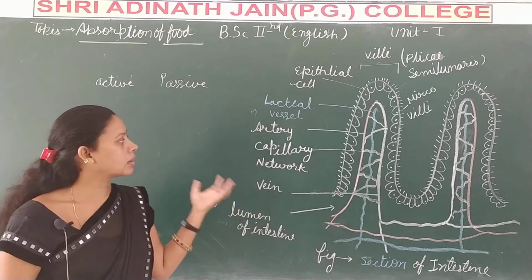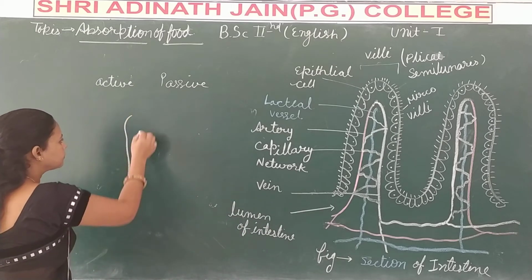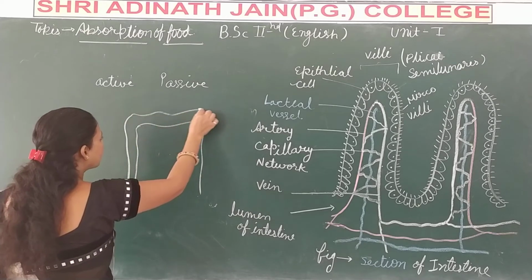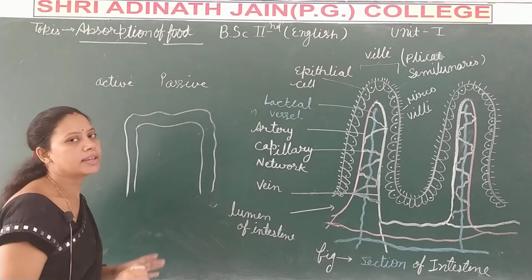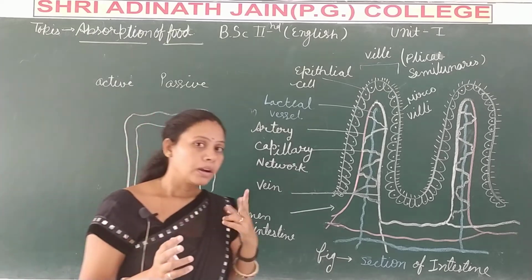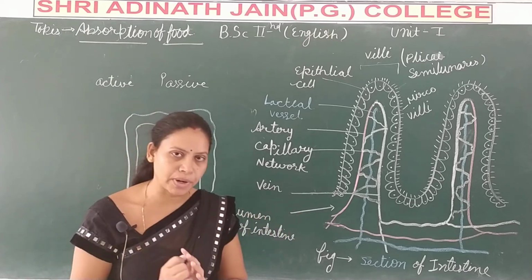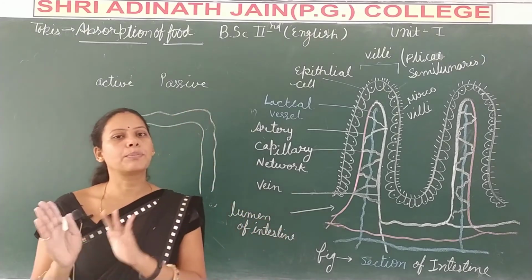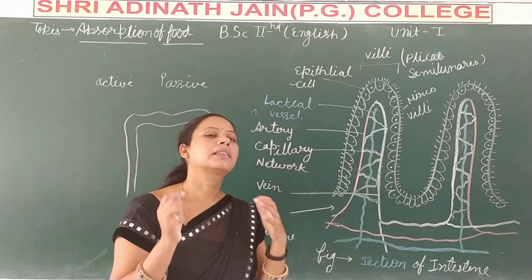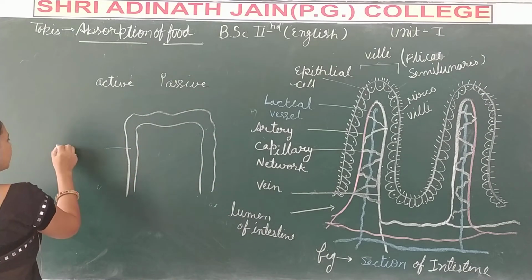Okay, first one is active. It means when the food is transported, each and every cell is covered by a bilayered structure that is known as the cell membrane. Each cell is covered by a bilayer of cell membrane.